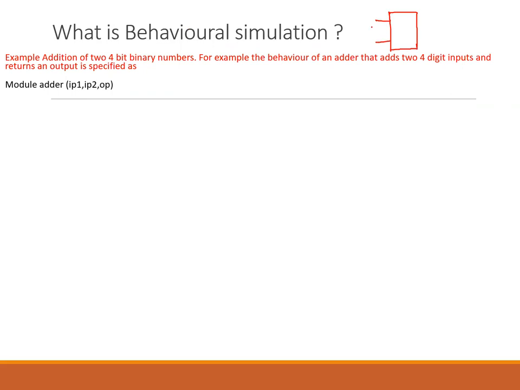Two inputs are being defined, input 1 and input 2. Here you can see input 1 and input 2, and it has an output. So this is just a black box sort of description, that we know there is a box called adder in which two inputs are being given and one output is being taken from it.